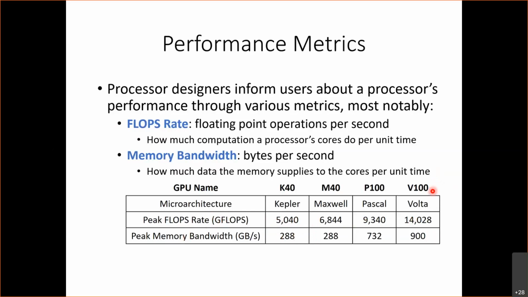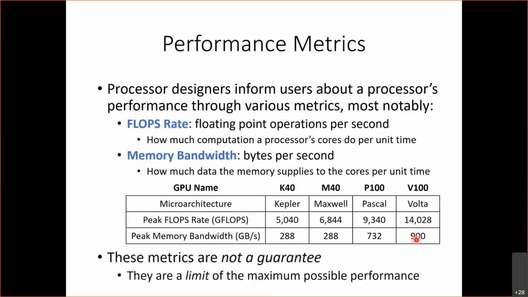So the V100 GPU, which is the one you've been using in the cluster, has 14,028 gigaflops, or close to 14 teraflops. Giga is billion, so it can perform around 14 billion floating point operations per second. Actually, 14,000 billion, so 14 trillion floating point operations per second. And the bandwidth is 900 gigabytes per second, so the memory can supply us with 900 billion bytes every second.